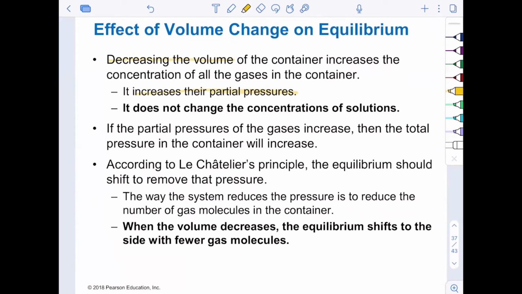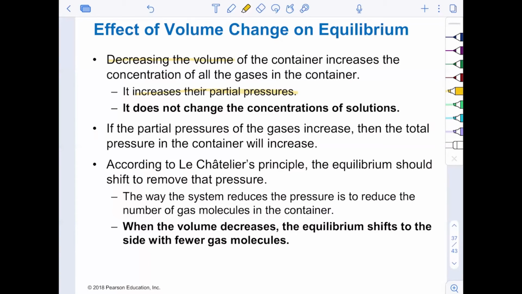If you have solutions and gases, you have to think about them separately. If the partial pressure of the gases increases, then the total pressure of the container will increase. And according to Le Chatelier, the equilibrium should shift to remove the pressure. So this is not increasing the partial pressure of one specific chemical. Decreasing or increasing the volume changes all of the partial pressures. And so what happens is we actually see a shift based off of the overall balanced equation.